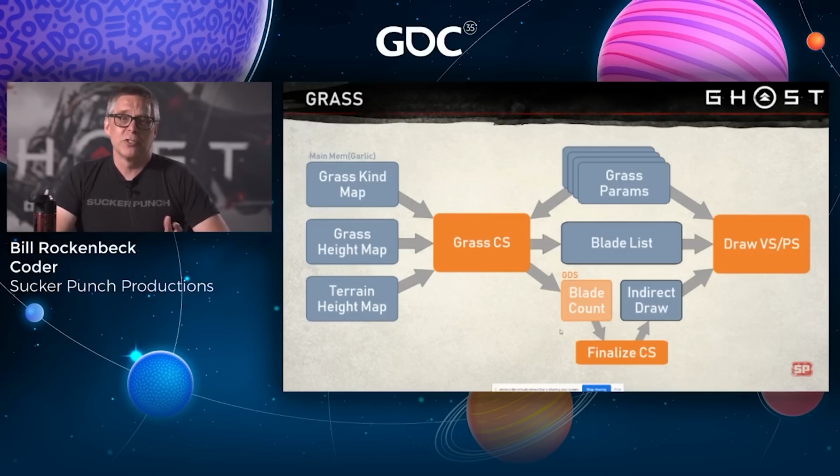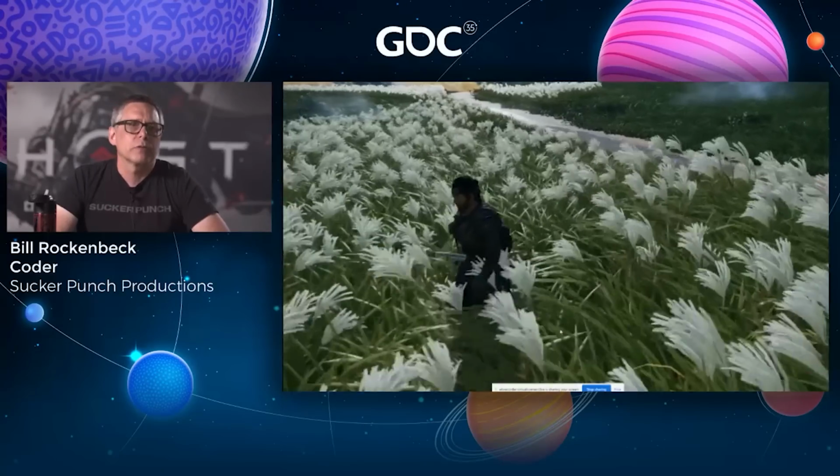Since there are hundreds of thousands of blades of grass being drawn in many scenes, the blade list could get big, so we dispatch the compute and draw shaders in a pipelined manner with a double buffered blade list so that one set of blades is being drawn while the next one is being set up.